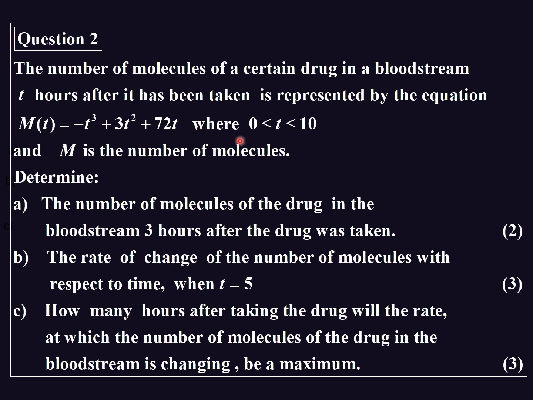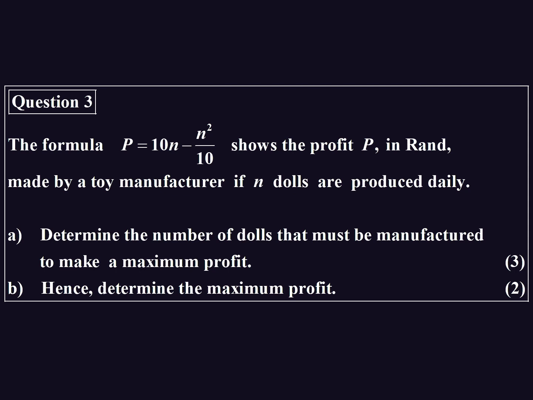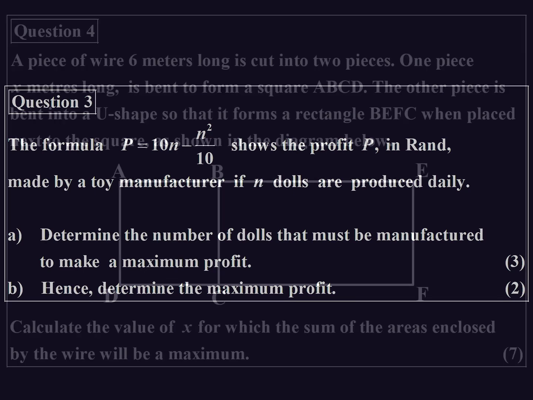This here is the constraints. T must be a value somewhere between 0 and 10. Then there's something else. This one is a business one. The previous one related to something out of the health sciences. So there's the profit, and we want to optimize the profit. In other words, determine the maximum.